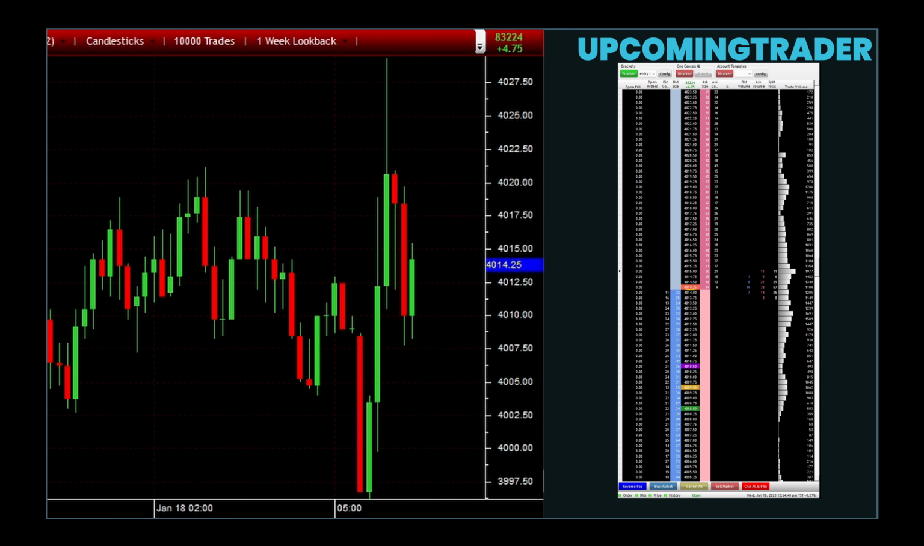You will also see the point of control, or POC. This is the price level where the most volume was traded, and it can be a key area in the market. Now, let us expand on the various types of candlestick patterns that traders commonly use to make decisions. Understanding these patterns thoroughly can significantly enhance your trading strategy.